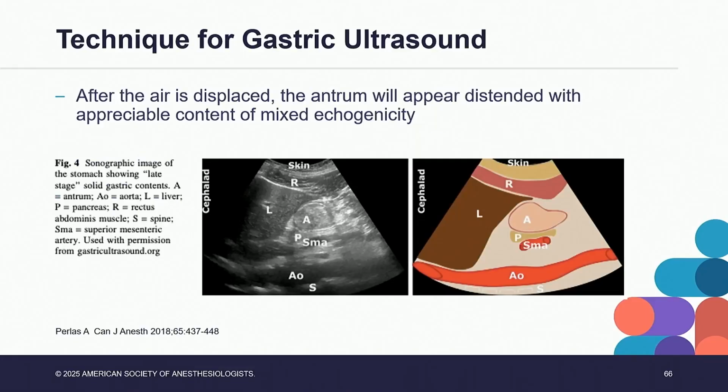After the air is displaced, the antrum will appear distended with appreciable content of mixed echogenicity. You have here a patient who ate almost a solid food. You have here the SMA, the pancreas, the antrum, the liver, and the aorta.